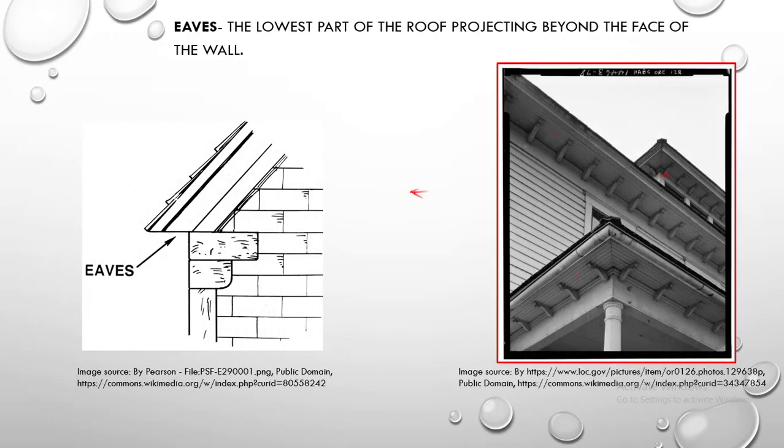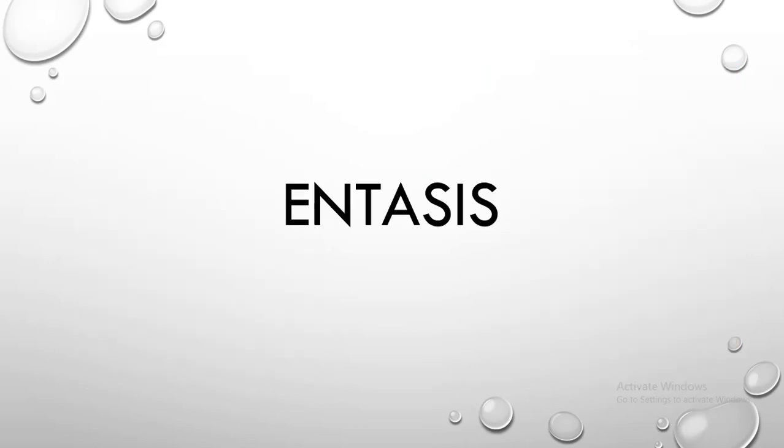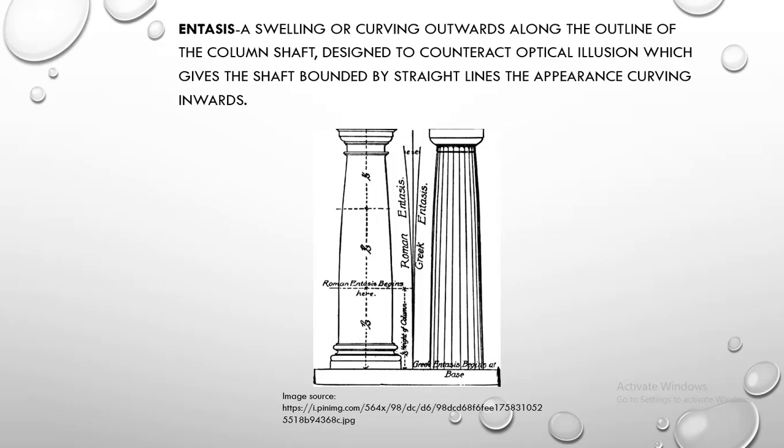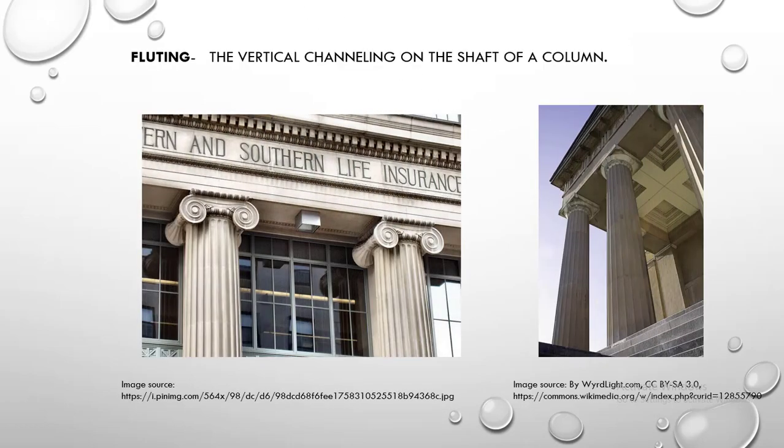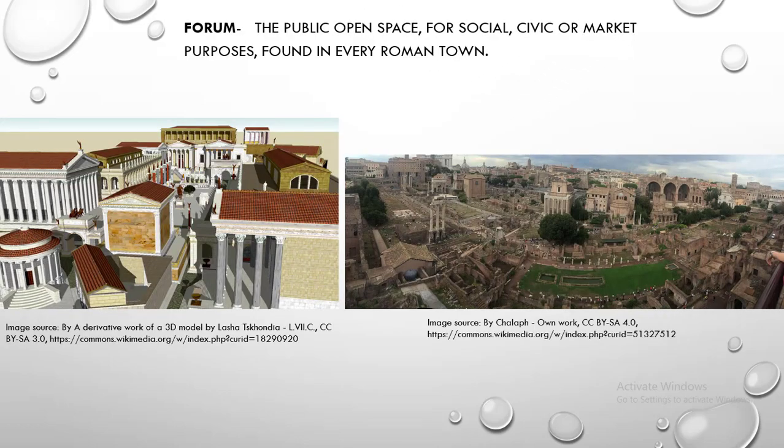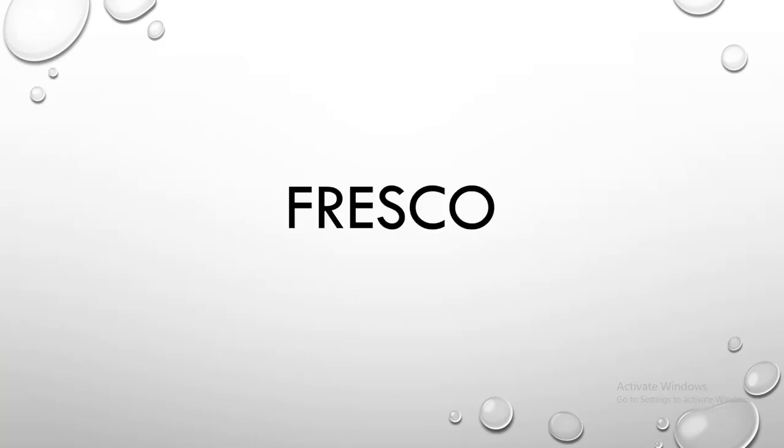Eaves. Eaves are the lowest part of the roof projecting beyond the face of the wall. Entasis. Entasis is a swelling or curving outwards along the outline of a column shaft, designed to counteract the optical illusion which gives a shaft bounded by straight lines the appearance of curving inwards. Fluting. Fluting is the vertical channeling on the shaft of a column. Forum. Forum is the public open space, for social, civic or market purposes, found in every Roman town.